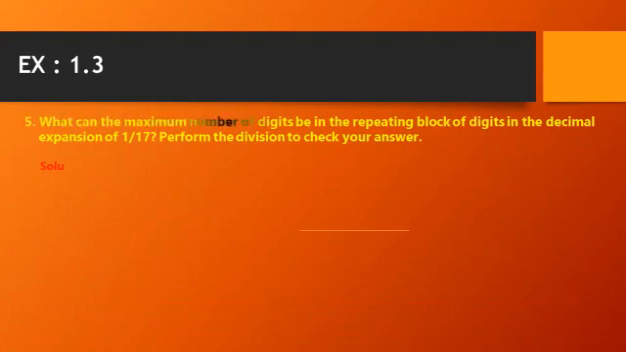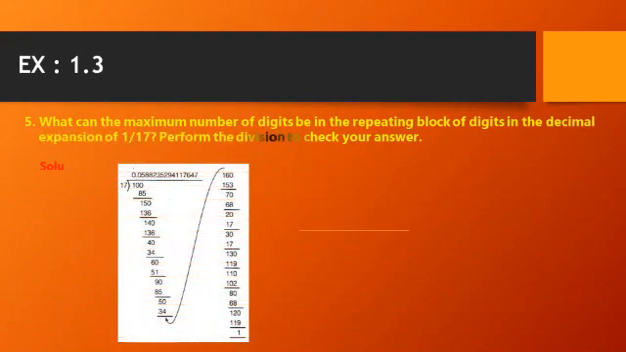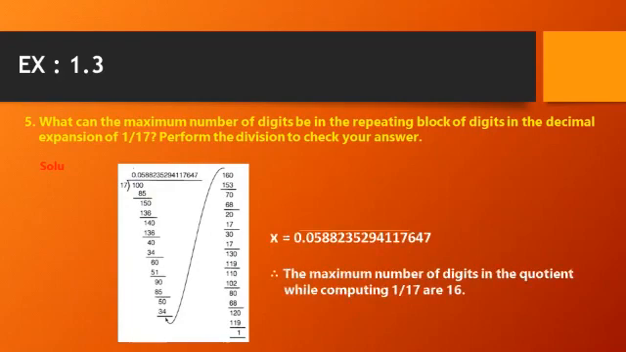Fifth question from exercise 1.3. What can the maximum number of digits be in the repeating block of digits in the decimal expansion of 1 by 17? Perform the division to check your answer. Solution for this. While doing the division process, we got the result as 0.0588235294117647, etc. I told you before in the previous question how to calculate 1 by 7. You have to continue the division process up to the value of the divisor given. Here the divisor is 17, so continue the process up to 17 decimal places and check whether it repeats or not.